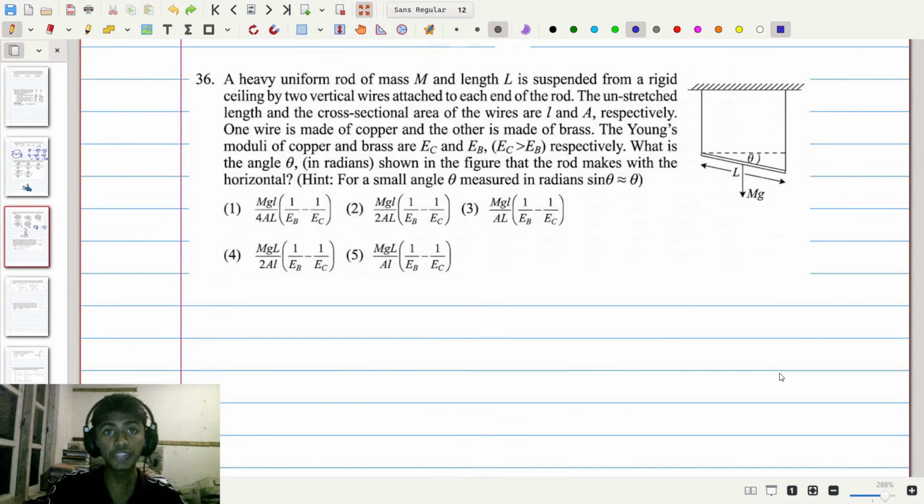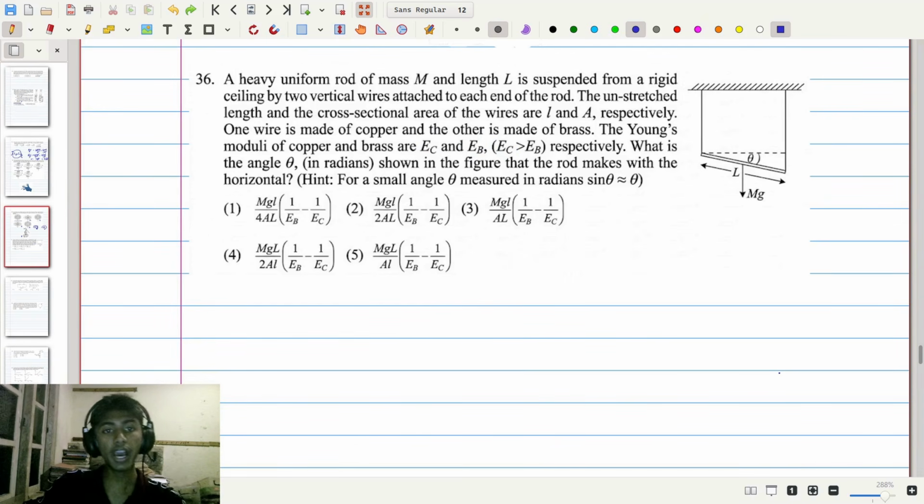Now moving on to question 36, it says a heavy uniform rod of mass capital M and length capital L is suspended from rigid ceiling by two vertical wires that are attached to each end of the rod. They then say the unstretched length and the cross-sectional area of the wires are given to be L and A respectively. They also say one wire is made of copper while the other wire is made of brass, and they mention that the Young's moduli of copper and brass are E sub C and E sub B respectively, where E sub C is given to be a bigger number than E sub B.